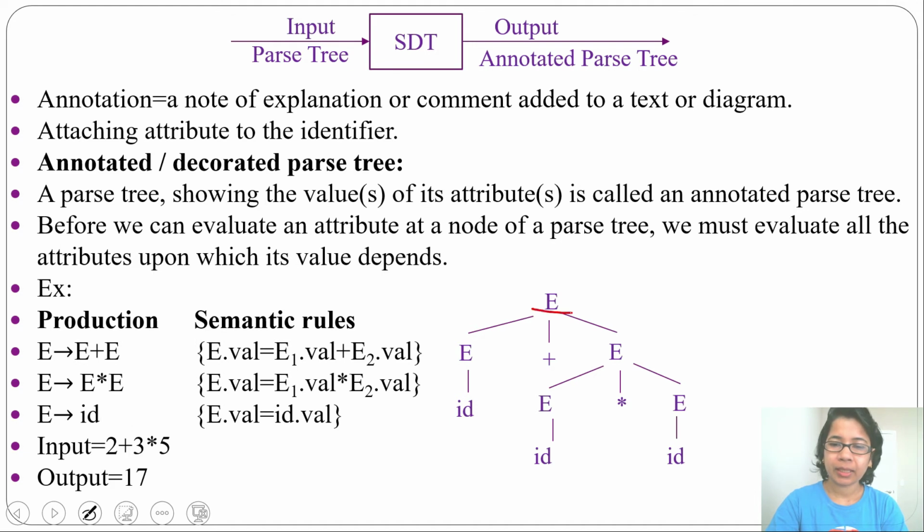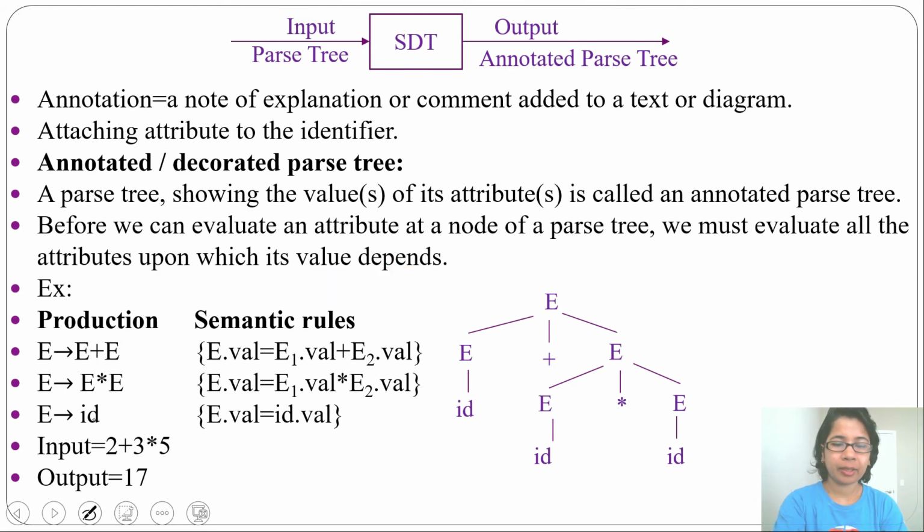For solving this E, we should know this E value and this E value. Then only we can solve this. So the parent is dependent on its child. Even for this E, we should have the value of this E and this E. So before the parent, we should evaluate the child. And this E value will be assigned from this id. This E value will be assigned from its child id. Here also this E value will be assigned from the child id. So according to this sentence, we must evaluate all the attributes upon which it depends. So before evaluating the parent, we should evaluate the child. It means we will evaluate in bottom-up order.